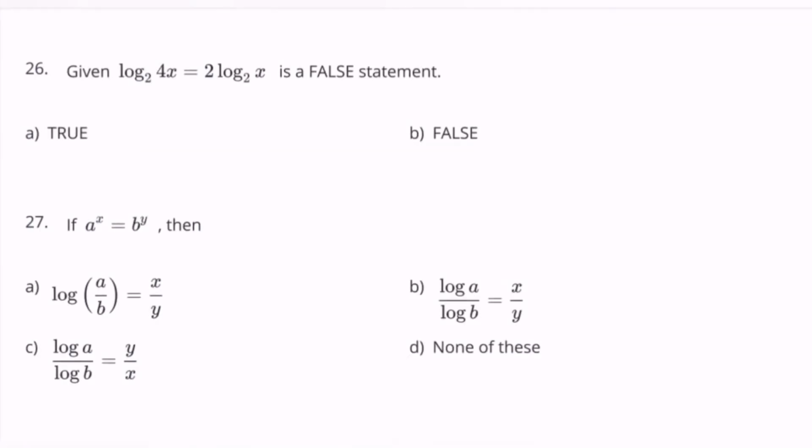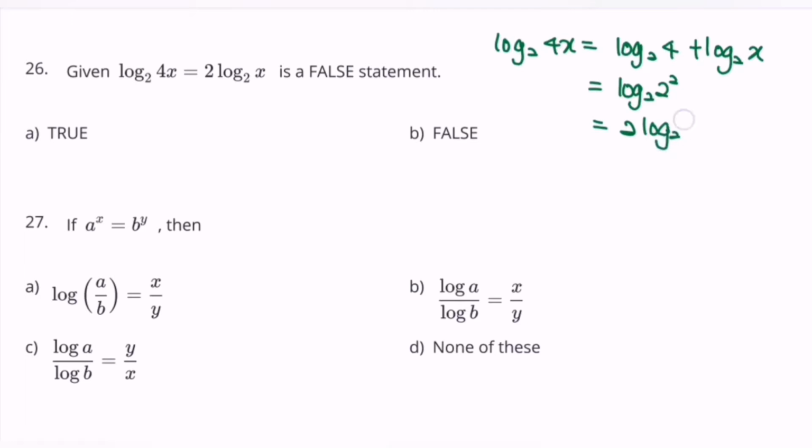Refer to question 26. We have log base 2 of 4x, which equals 2 log base 2 x. It's a false statement. So kindly refer to the situation on the left, where we have log base 2 of 4x. Making use of the logarithmic addition identity, we will have log base 2 of 4 plus log base 2 of x. If we simplify, we will have log base 2 of 2 to the power of 2, and we will have 2 log base 2 of 2.